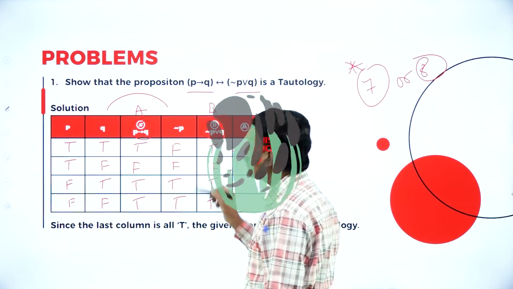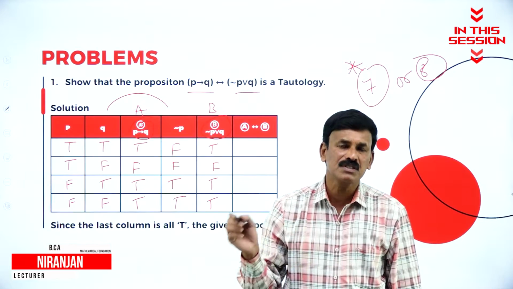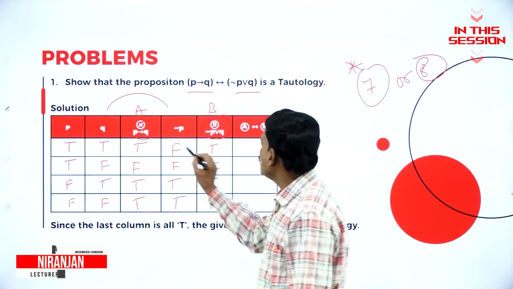I write the biconditional. What is the biconditional? If both the truth values are same, T and T is T, F and F is T. In other cases, it is false. So, T and T is T.